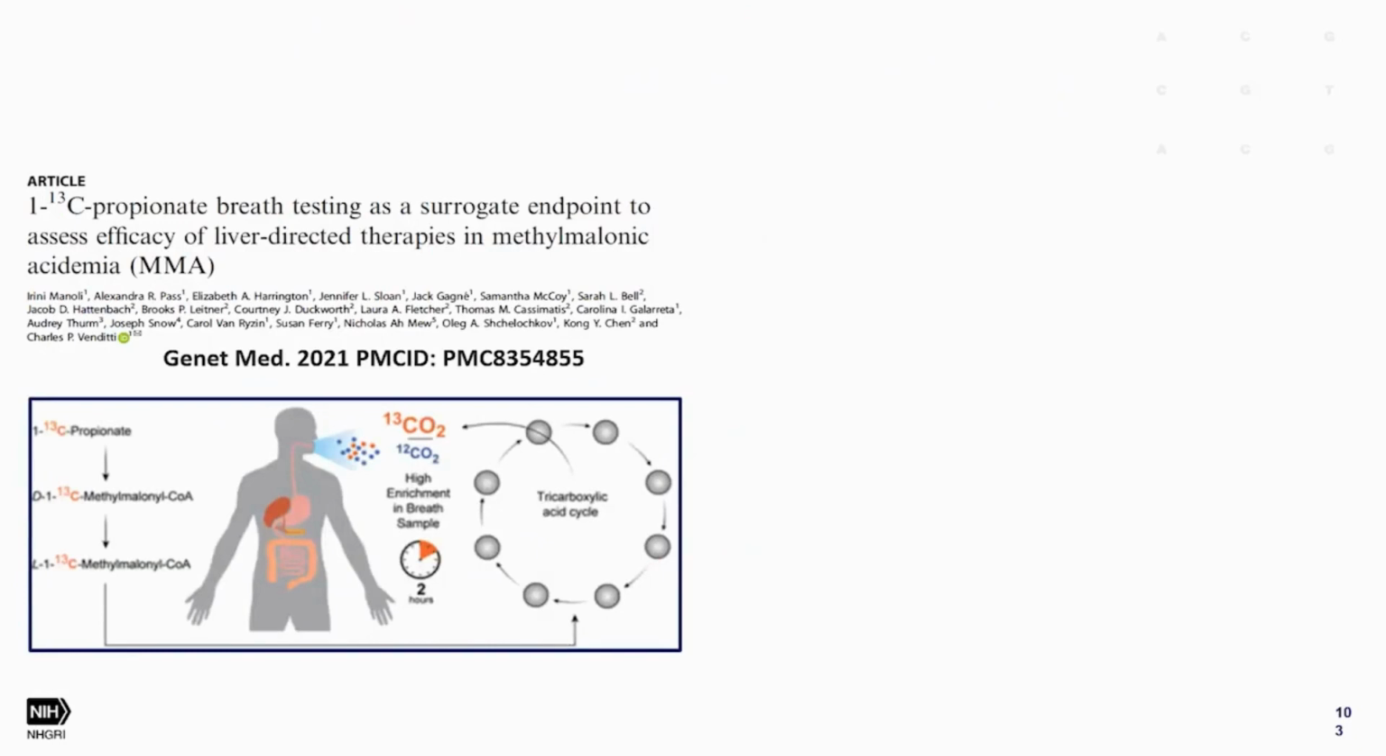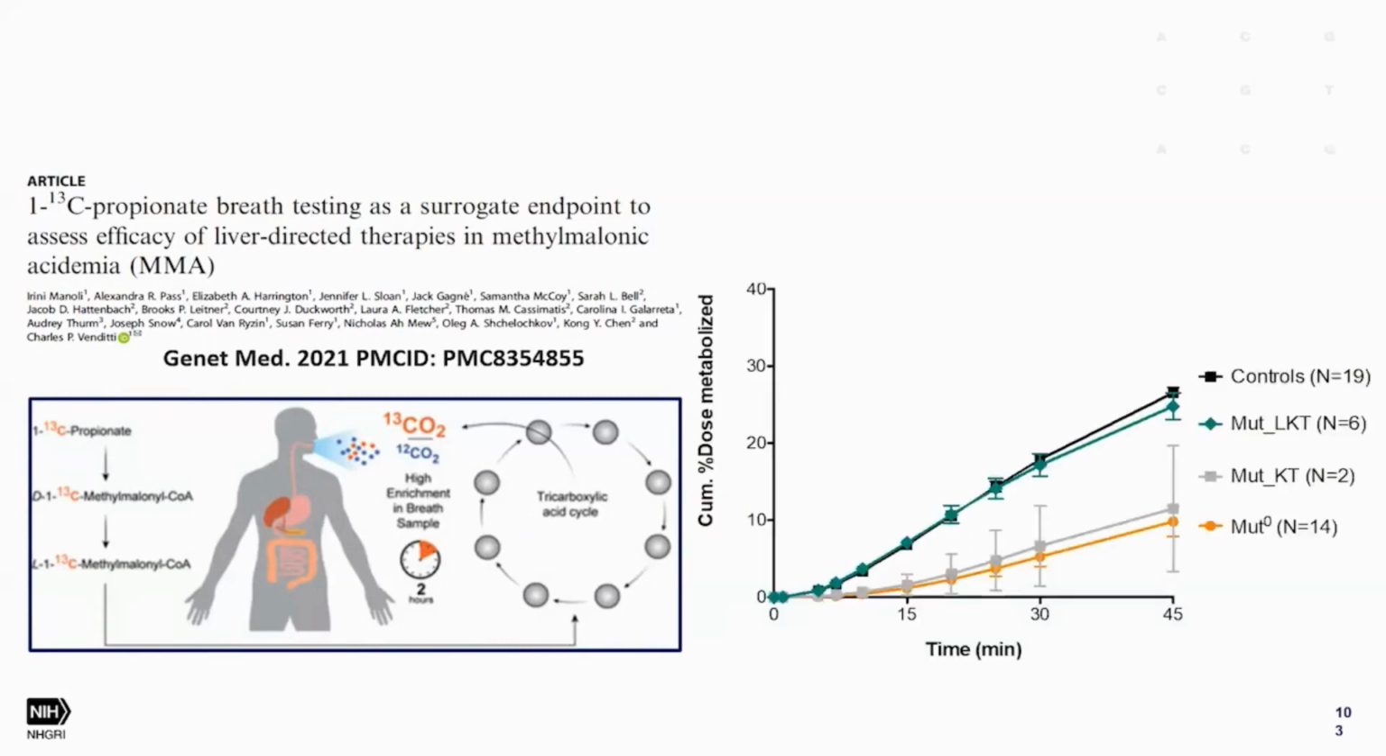Similarly, MMA patients who underwent combined liver kidney transplantation demonstrated significant improvement in the rate of propionate oxidation. As you can see on this slide, patients who underwent liver kidney transplant are nearly indistinguishable from healthy controls. On the other hand, patients who received only kidney transplant experienced only marginal improvements in their oxidation rates.